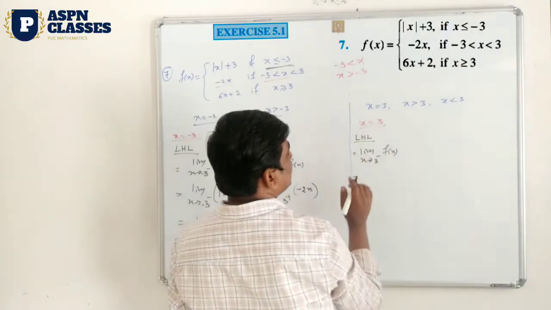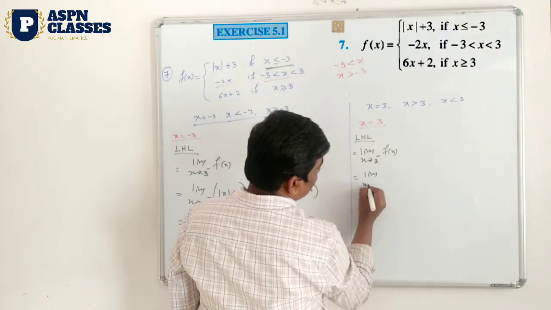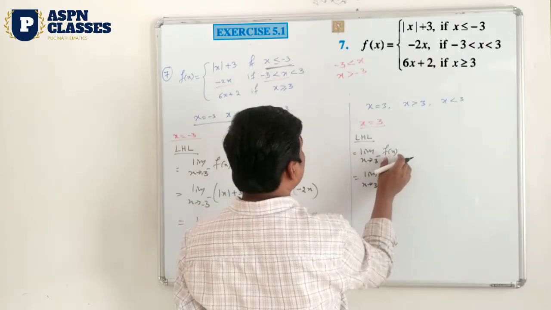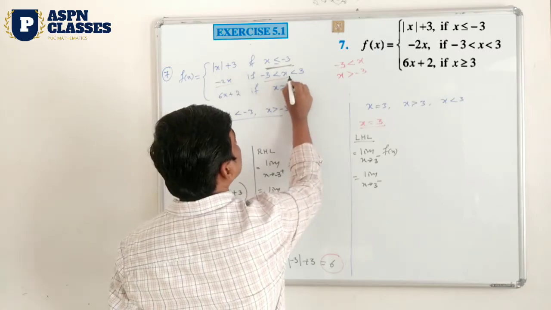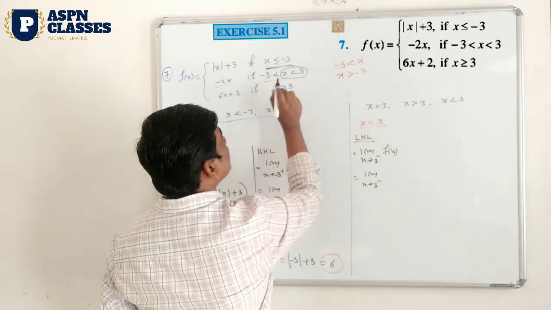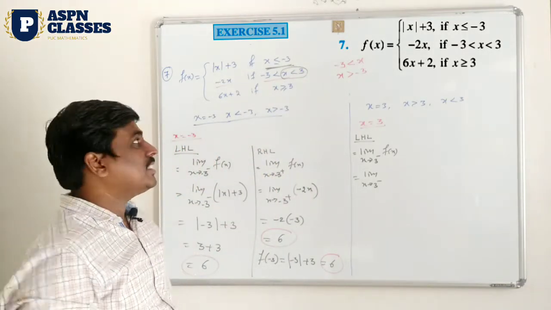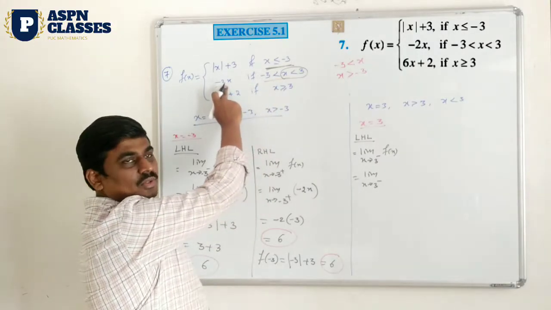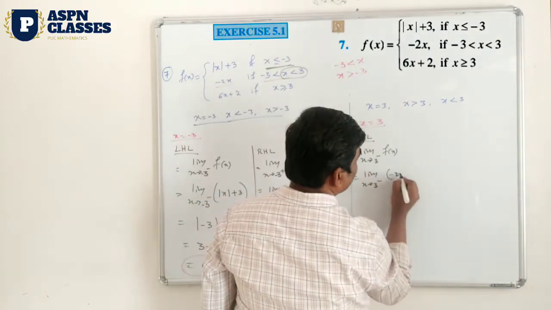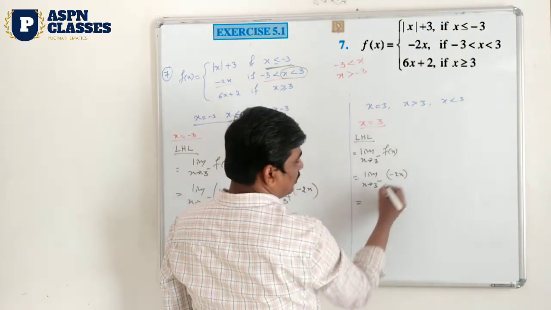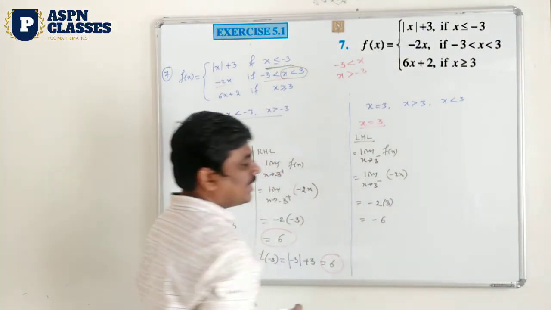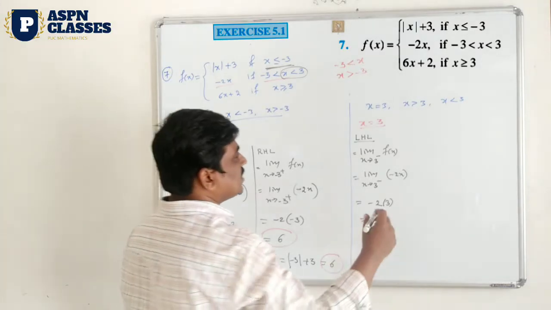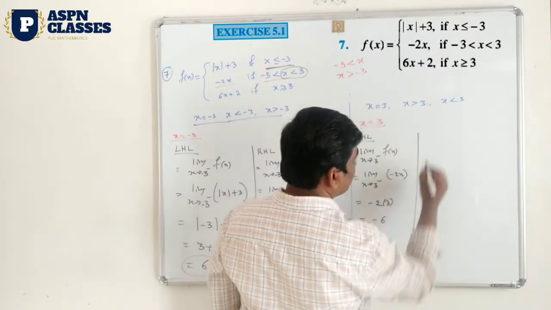Now I take the limit as x tends to 3 minus, the left hand limit. We observe the lesser values, so here x is less than 3 and this is the function to take: minus 2x. Filling in 3, 2 into 3 means you get minus 6 as the answer. Correct. Next you also have to check the RHL.